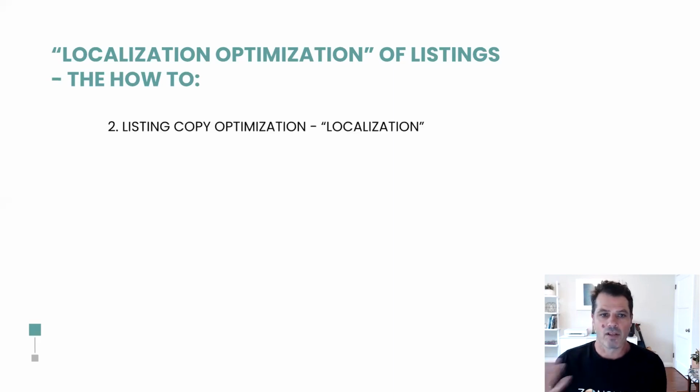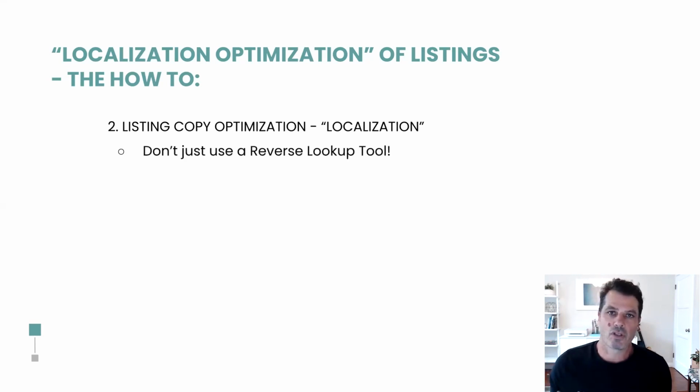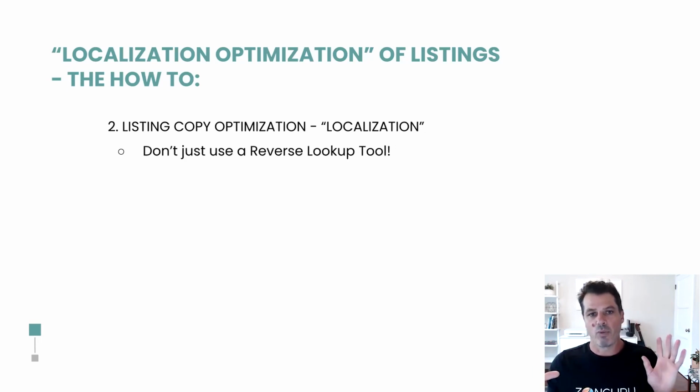Okay, and then the final thing is, again, getting to the listing copy optimization. So this is localization: how do you actually create your copy on the page in the right language? The first thing I would say here is, don't just use a reverse lookup. When you're doing your keyword optimization for your listing, you have to use software. You have to get the keywords to put in there.